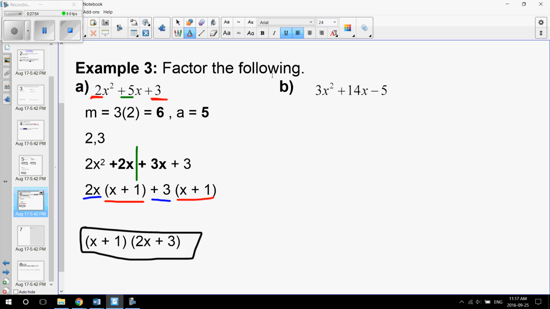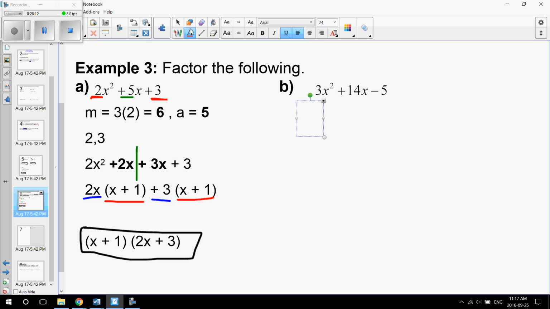Let's take a look at the second example here. And if you're needing more time to write stuff down, make sure you're asking the teacher just to pause the video. So let's take a look at our example here. We have 3x squared plus 14x minus 5.